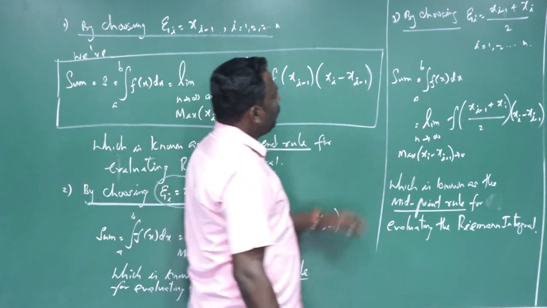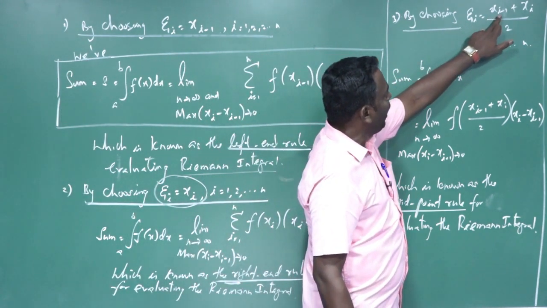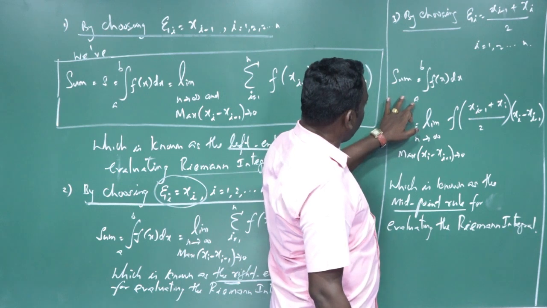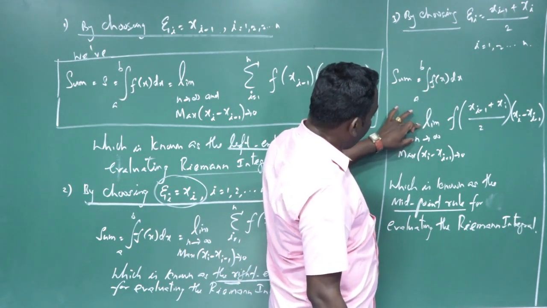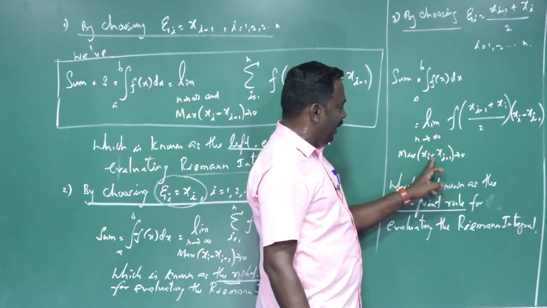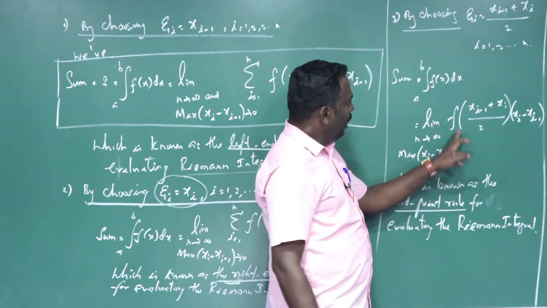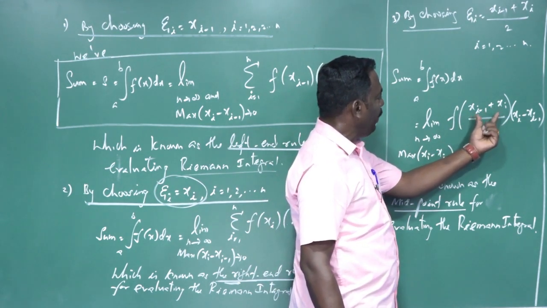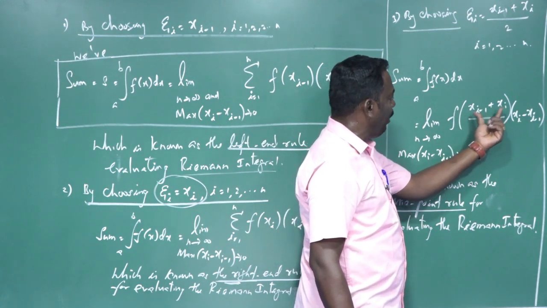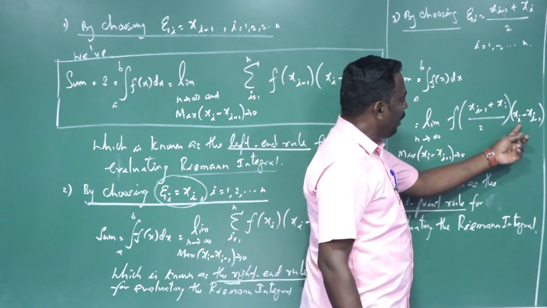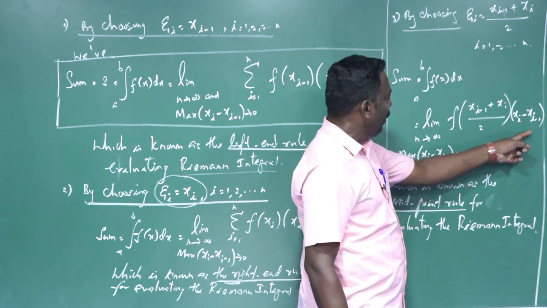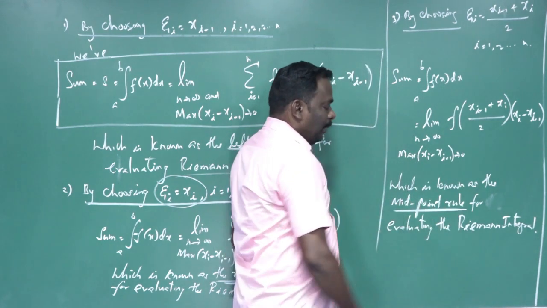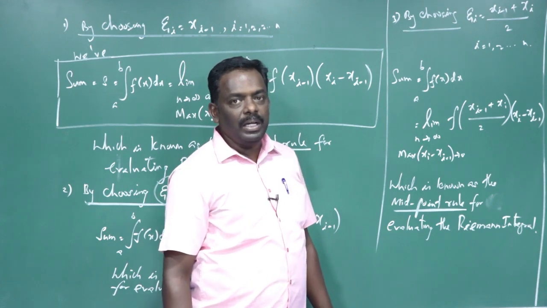By choosing epsilon i equal to xi minus 1 plus xi by 2, with i taking values 1 to n, the sum equals the integral from a to b of f of x dx, which equals the limit as n tends to infinity, with the maximum of xi minus xi-1 tending to 0, of f of xi minus 1 plus xi by 2, adding the two terms and dividing by 2, multiplied by the width of the interval xi minus xi-1. This is called the midpoint rule for evaluating a Riemann integral.